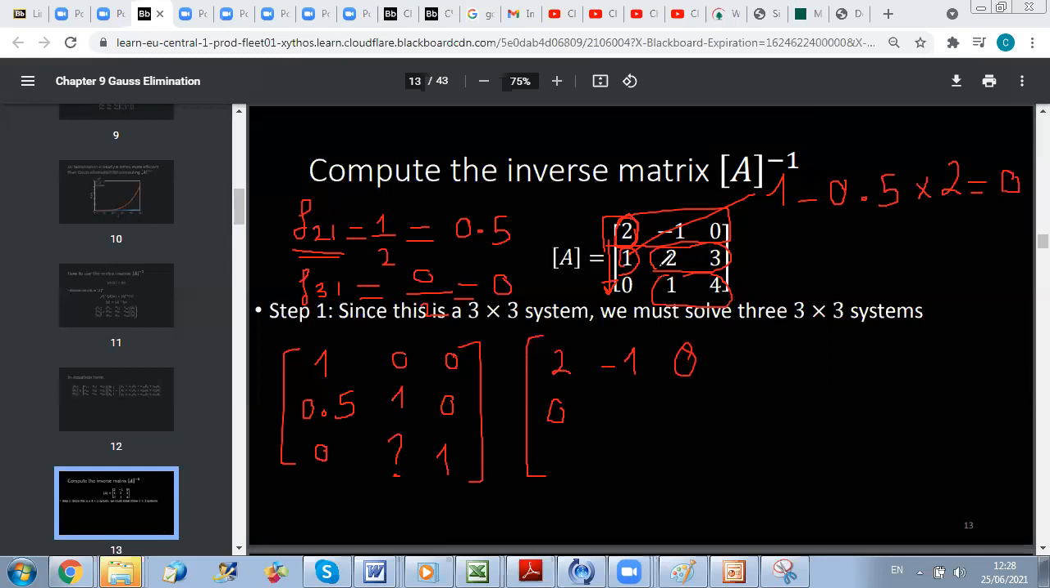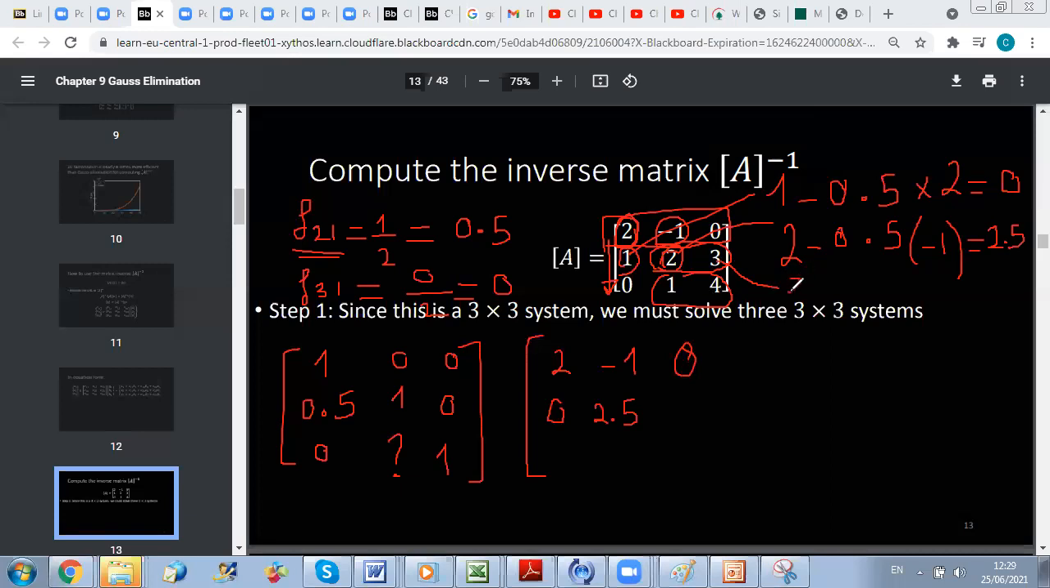Now, I proceed for this element. This element now will be replaced by 2 minus F21, which is 0.5, times the element in the pivot equation in the same column of 2, which is minus 1. So 2 minus 0.5 times minus 1, it's 2.5. So now I can update this coefficient in my upper triangular matrix. This is 2.5.